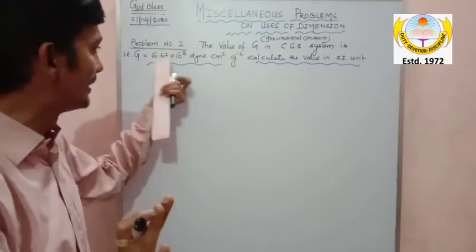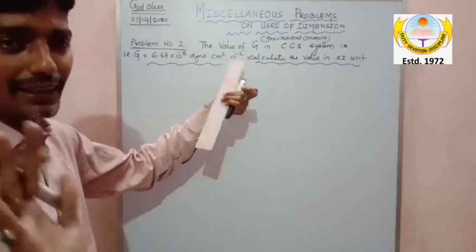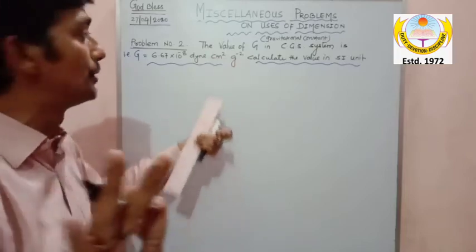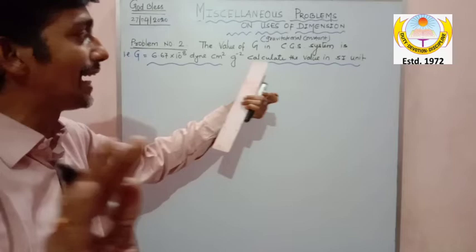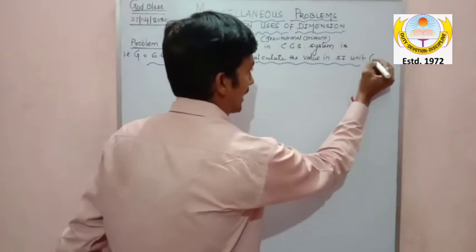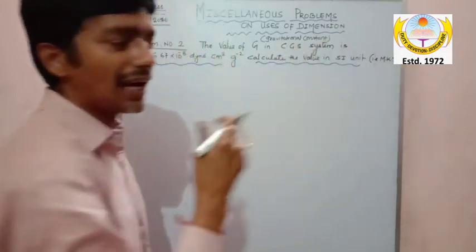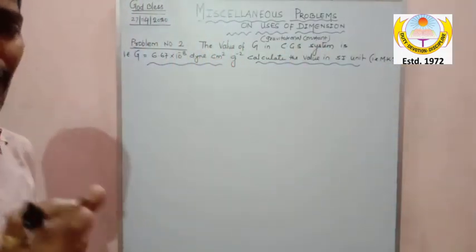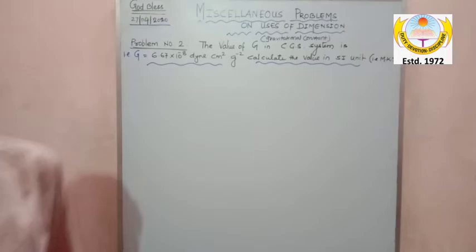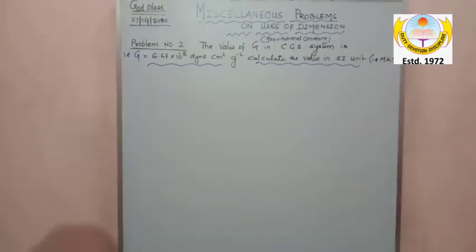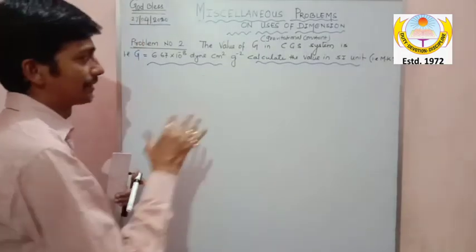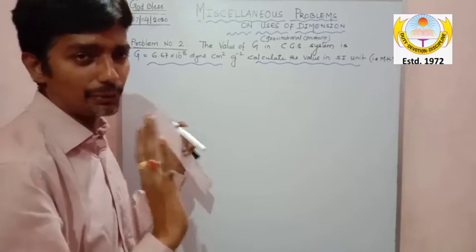Right now it is given in CGS. The value of G is given in CGS. We want the value of G in SI, that is MKS. When I say SI unit, that is MKS. So now my dear, how to tackle this question? How to tackle this question is very important. So now when we go for calculating it, simple. There's nothing to be tense about it.